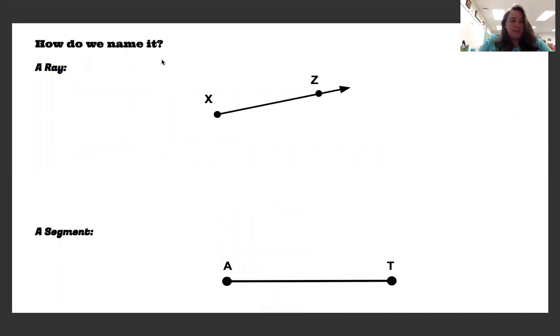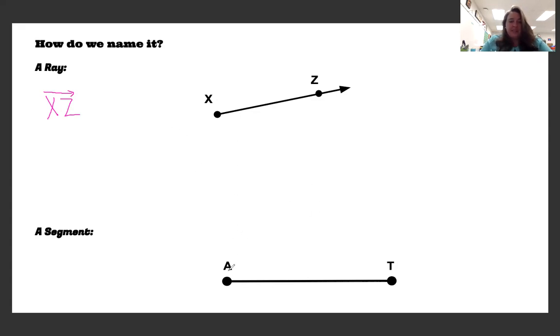Okay, this is how we name these things. Here's a picture of a ray. It kind of looks like an arrow. It's got a point on one end. There's a second point on the ray, and then it extends infinitely in one direction, like we mentioned before. So this ray, the way that we name it using symbols, is we start with the beginning point, and then we name one other point that's on the ray, so XZ for this one. And then the symbol that we use on top of it is just an arrow pointing to the right.